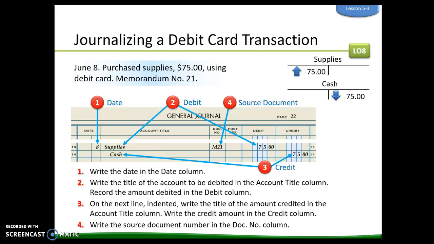Very similar. You've done all of these except for the dishonored check before. You just haven't had memorandum numbers. So instead of using a check, you have a debit card or you have an EFT, which is electronic funds transfer.